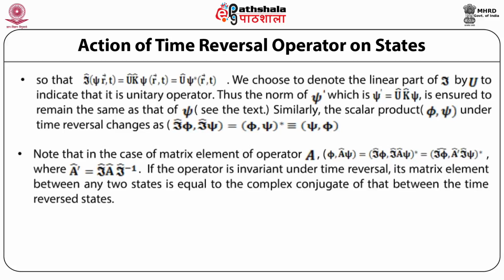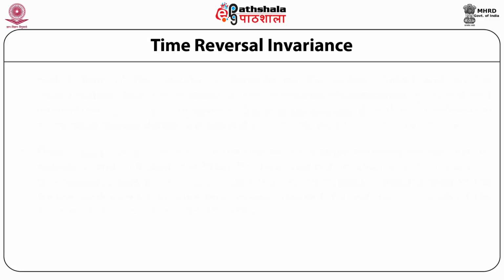Thus, if the operator is invariant under time reversal, its matrix elements between any two states is equal to the complex conjugate of that between the time reversed states. Time reversal invariance.